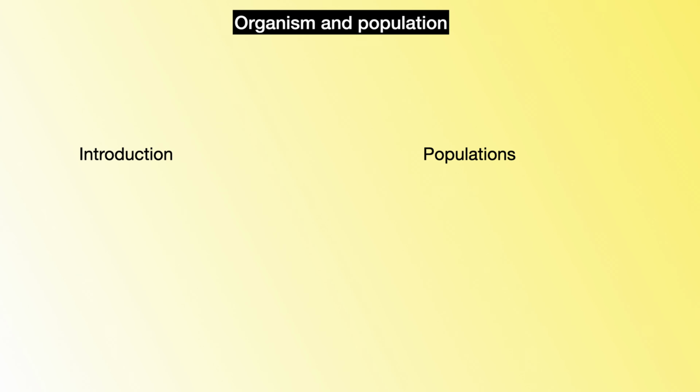Next, sex ratio. An individual is either male or female. A population, however, has a ratio. For example, 60% of the population are female, 40% of the population are male.